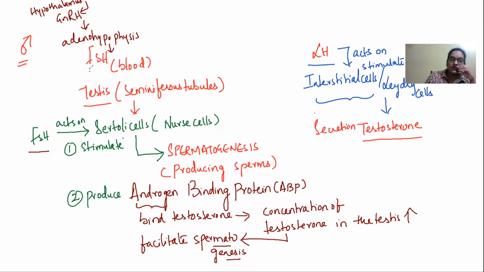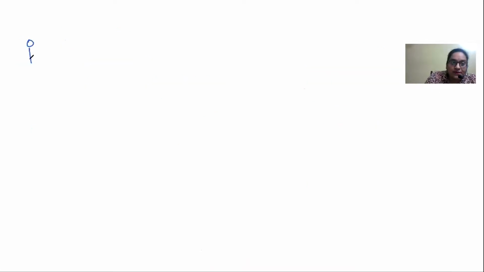and this is the function of the follicle stimulating hormone in your male reproductive system. The same matter, if you speak about the female reproductive system, how are they going to function? If you speak about the follicle stimulating hormone as well as the luteinizing hormone, the FSH is going to act on your ovaries.